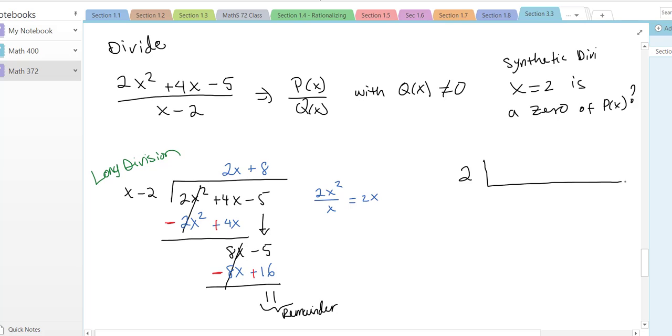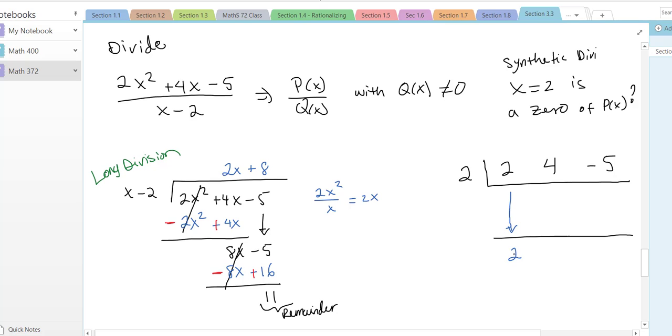I put what I think might be my zero, 2, and we do the inverted division box, and I put the coefficients of my p of x, of the dividend, in decreasing order from highest degree. So 2x squared, I'll just put the 2, 4x, I'll just put the 4, and the constant term is minus 5. Then I draw a line with a space in between, and you'll see why. And we'll bring this 2 down. The first term just gets brought down.